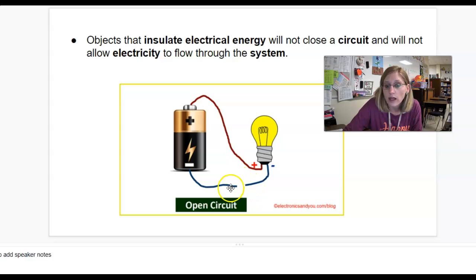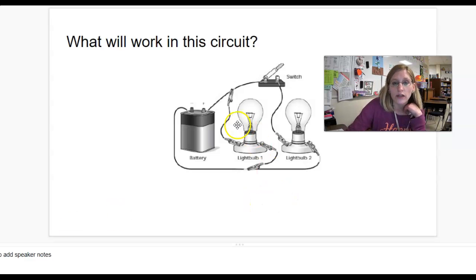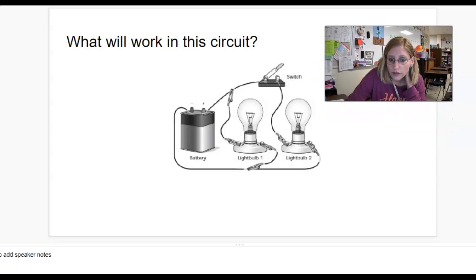So this has a broken line in it, so it's stopping the flow of electricity. It stops it right there. It won't flow anymore. That's called an open circuit. So when we looked at circuits like this, which will work in this circuit? Will anything work?